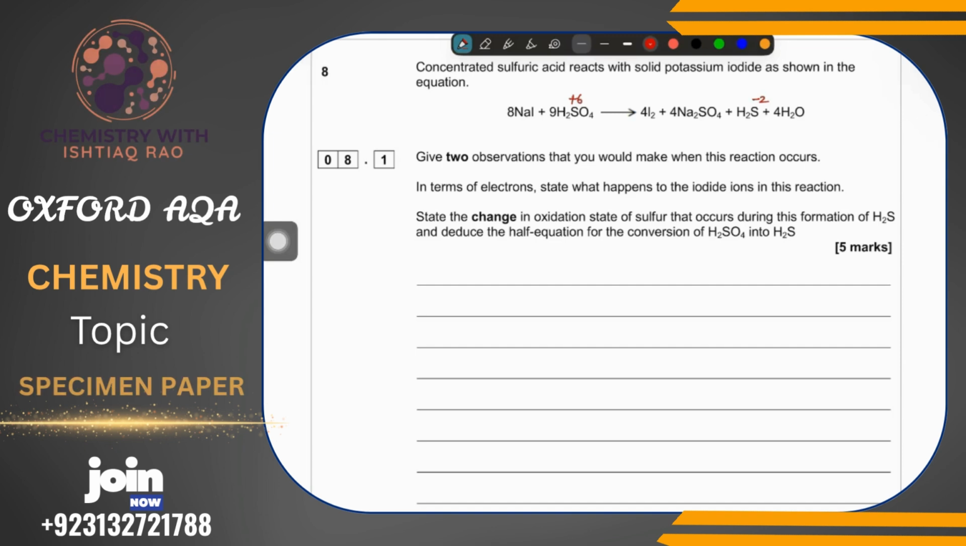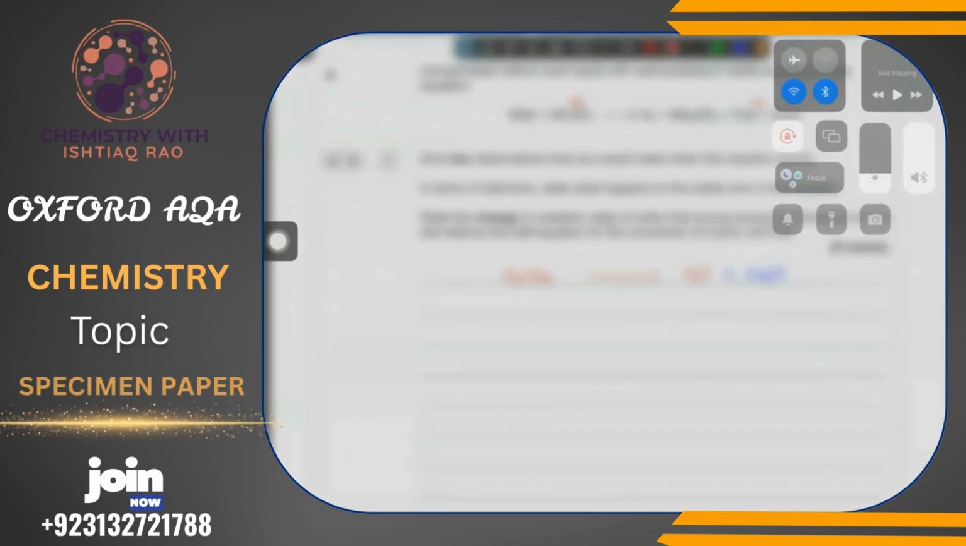So H2SO4 converts into H2S, then you have to balance this equation as I told you. I'm supposed to write four water molecules because oxygen is balanced by water. I have written four. Yeah, now it's clear.